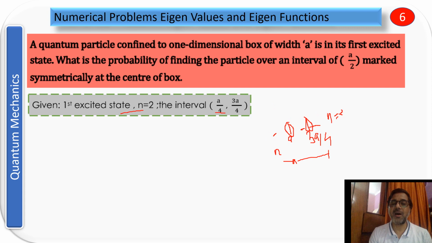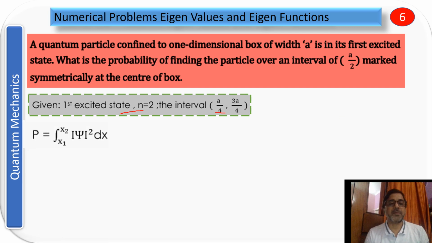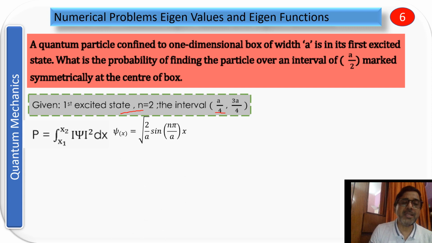So now let's solve this problem. Again, this is an easy problem. We only have some simple integration to do. The probability is given as mod of psi whole square within the limit dx, and this is the probability that we have to find. And the value of psi x we know is given as root under 2 by a sine of n pi by a into x.